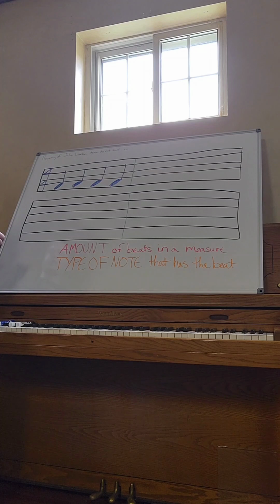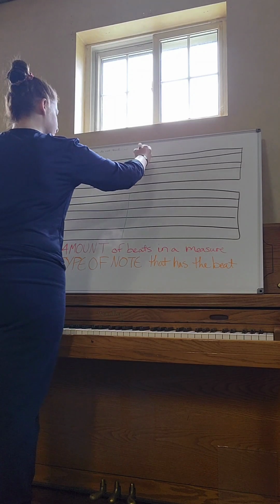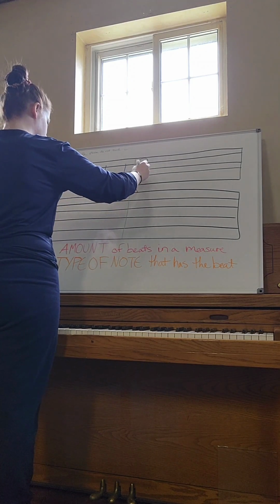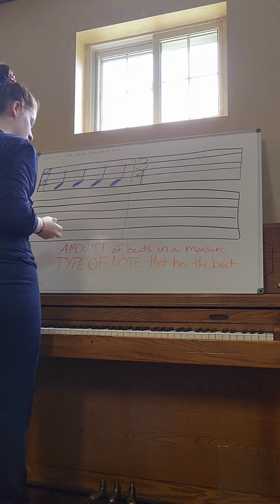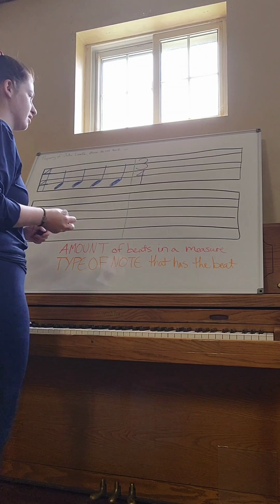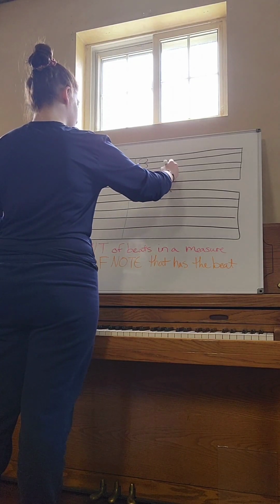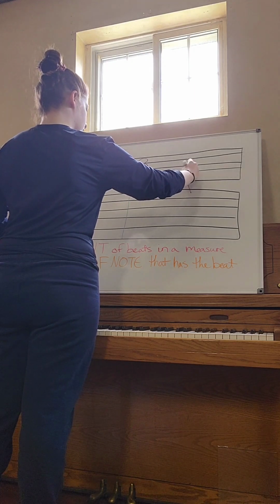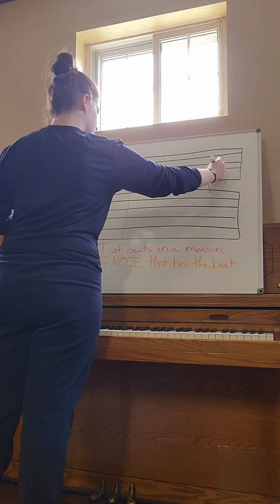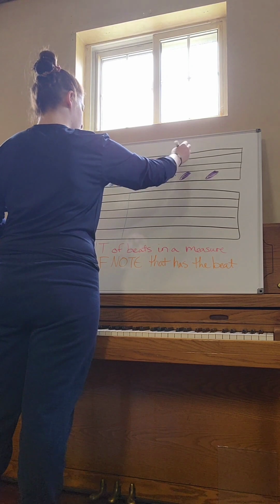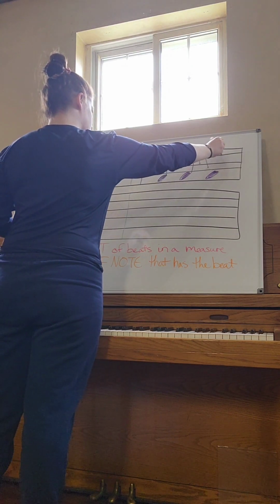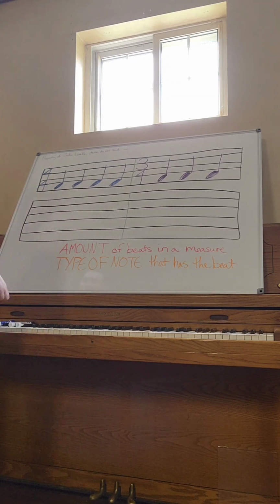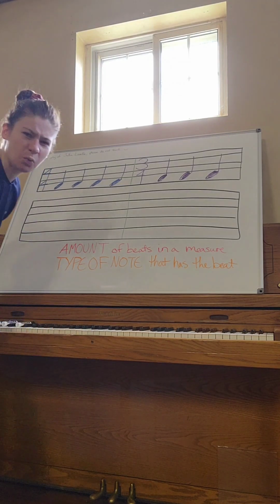Well, let's look at 3/4. 3 on top because it's 3 beats in a measure. 4 on the bottom to show that the quarter note has the beat. So 1, 2, 3. And they're quarter notes, so put my stem up there. 3/4 time.